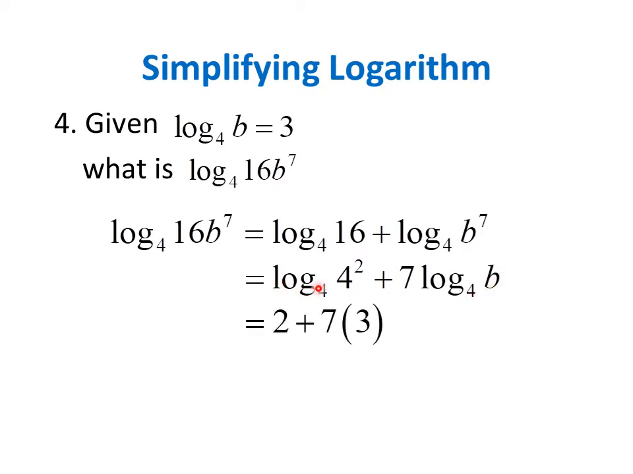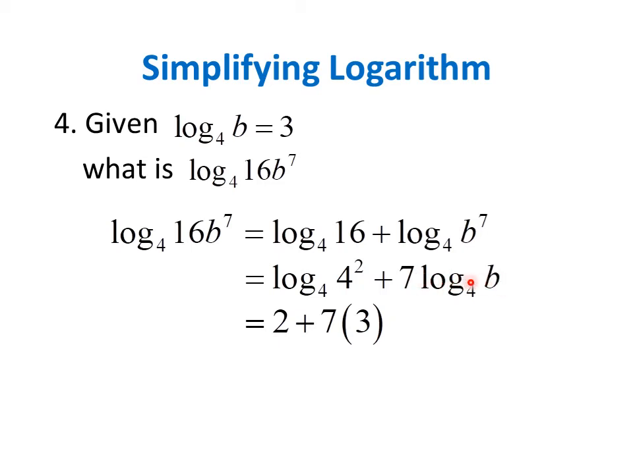To simplify the first term, we have to get the exponent. So to what exponent do we raise the base 4 to get 4 squared? We have the exponent 2. How about the second term? We have 7, so let's copy 7. Then we have the expression log to the base 4 of b.